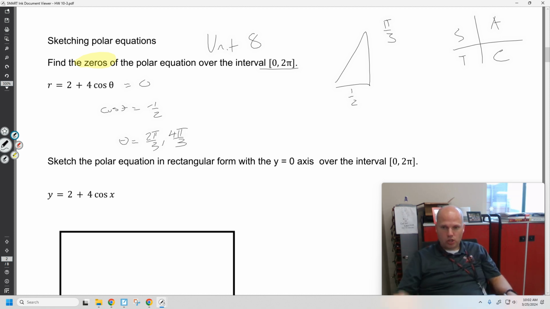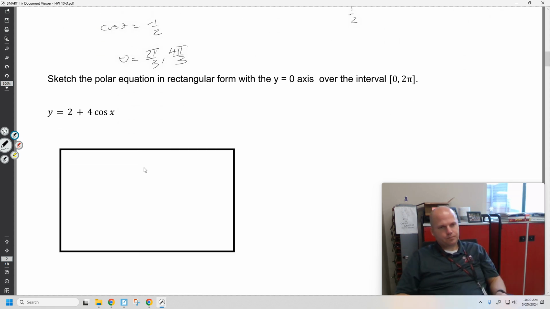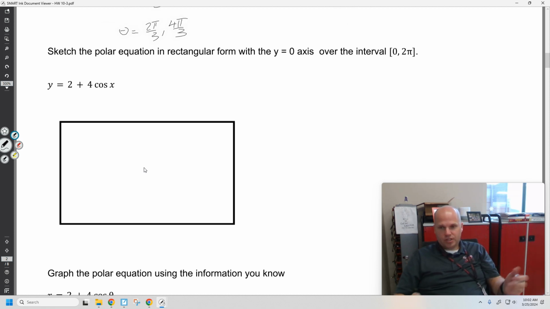Okay, good start. Second thing. We're going to sketch the rectangular form, one period. We can see we have a vertical translation. We got a midline adjustment. We can say we have a vertical dilation. We have an amplitude. We're going to go up to 6, but we're going to go down to negative 2.